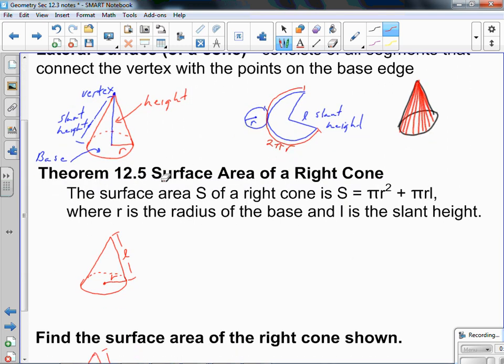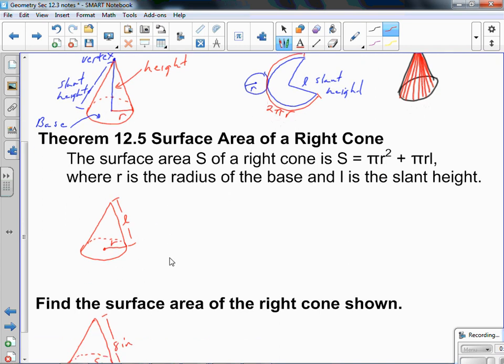Alright, so theorem 12.5, surface area of a right cone. Surface area S of a right cone is S equals pi r squared plus pi r L. Right. So, once again, things with a circle in them are going to be simpler for us to do because we always use the same formulas. We don't have to come up with what's the area formula for the base because for every circle, the area is pi r squared.